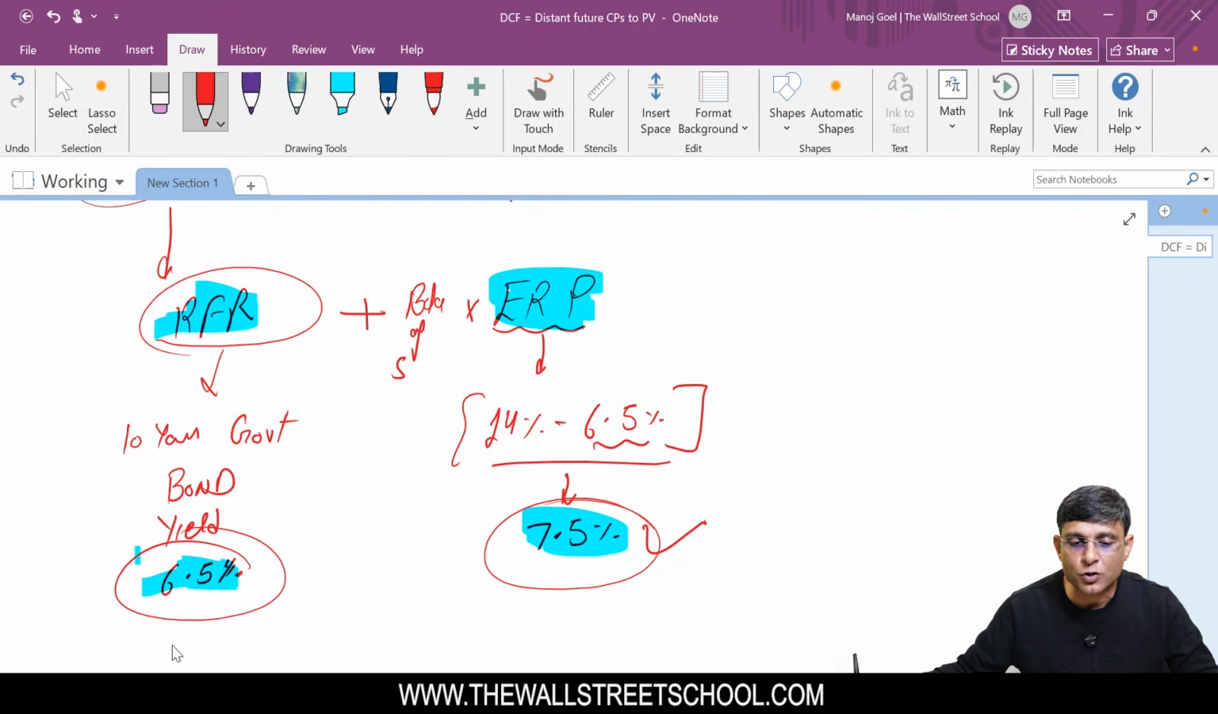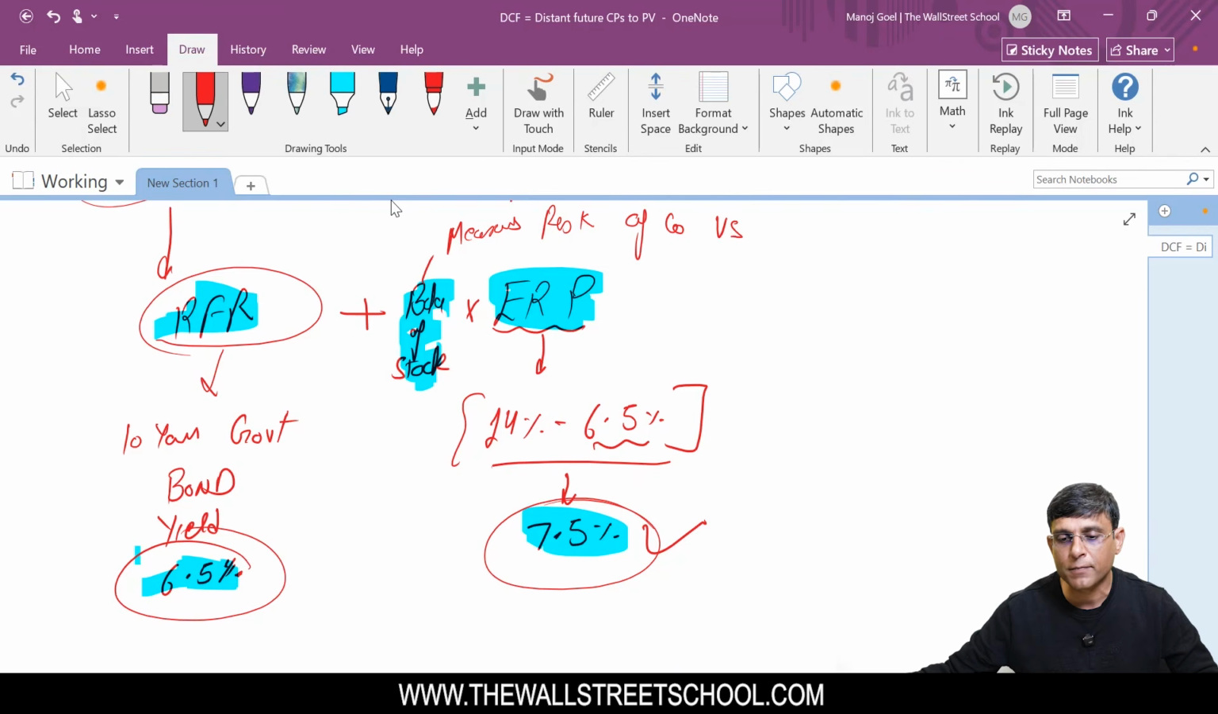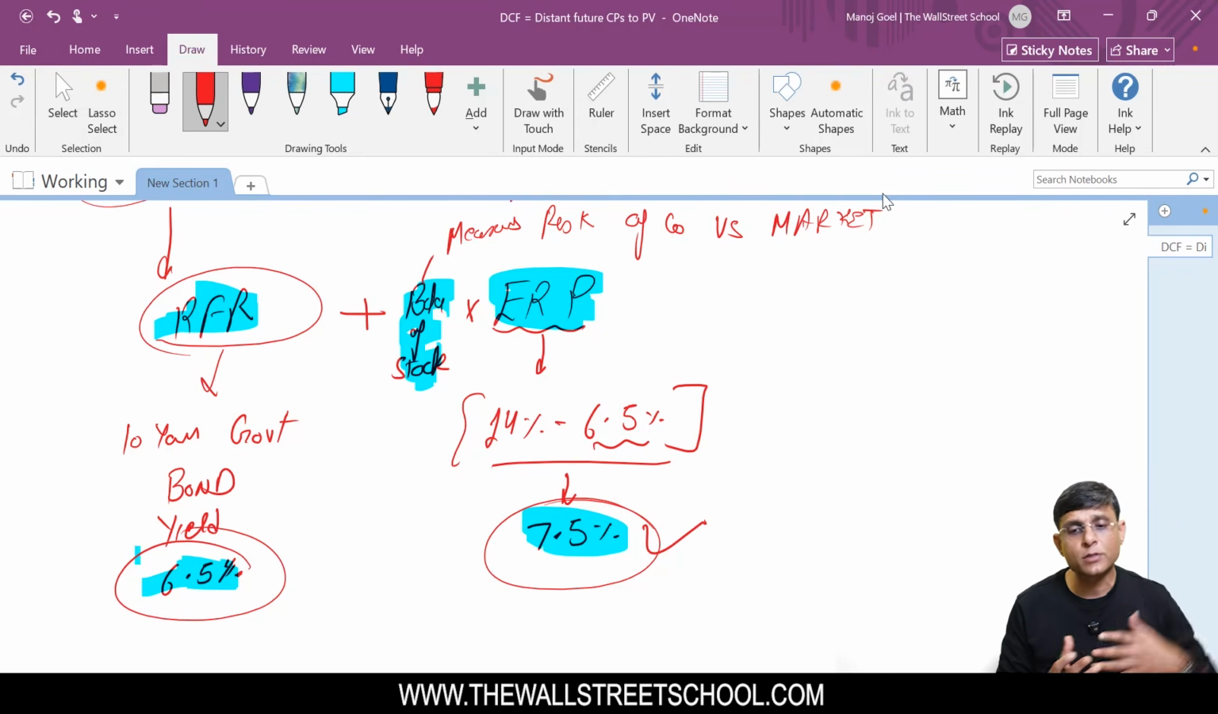So what is this beta of the stock, guys? What does this beta do? This beta measures the risk of the company versus the market. The market is your equity market. So how risky your company is compared to the overall market, say Nifty, and accordingly your premium will be adjusted.